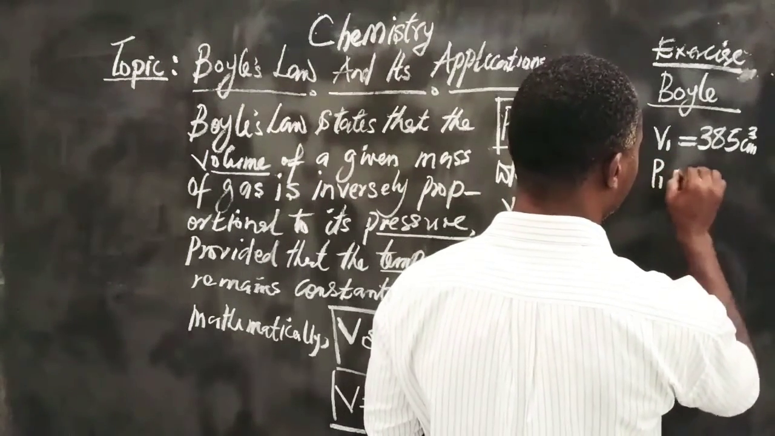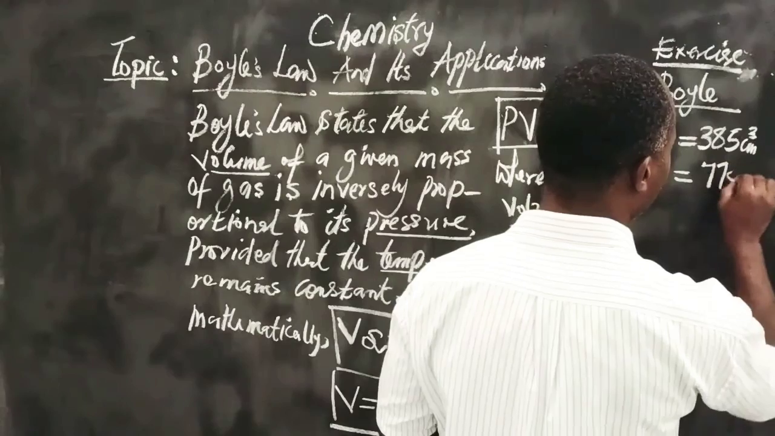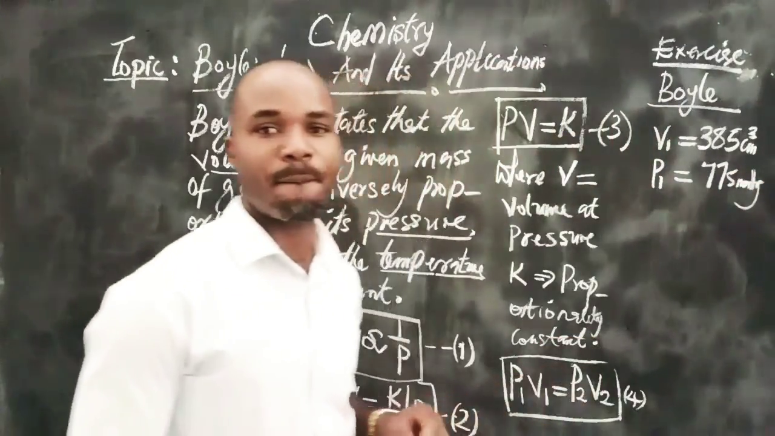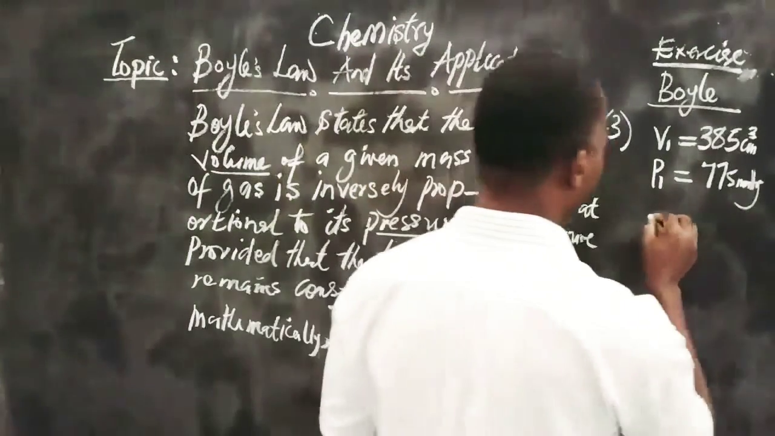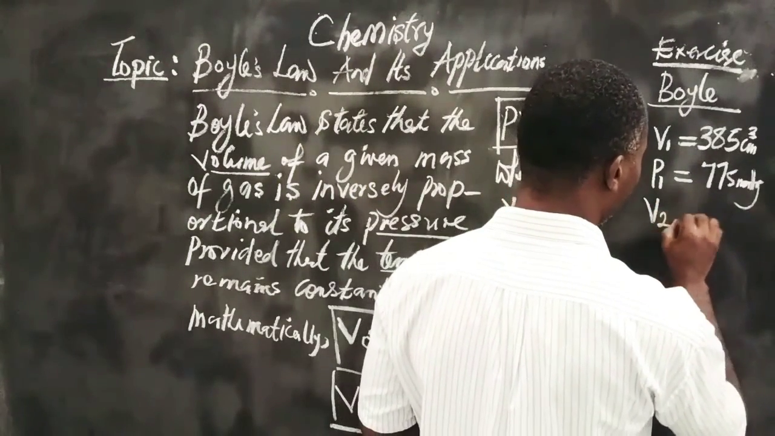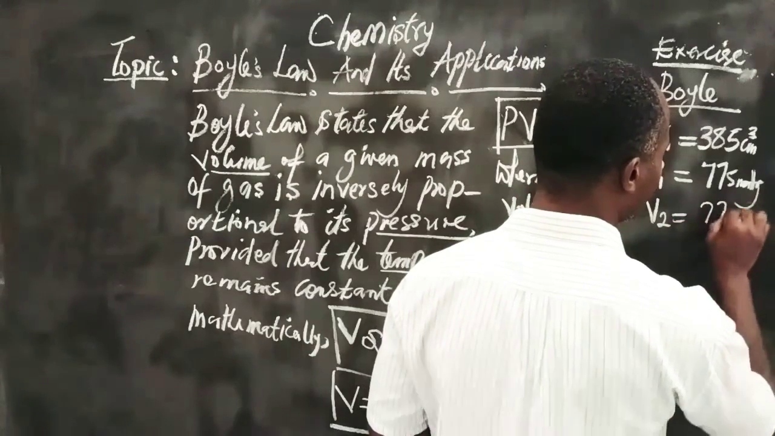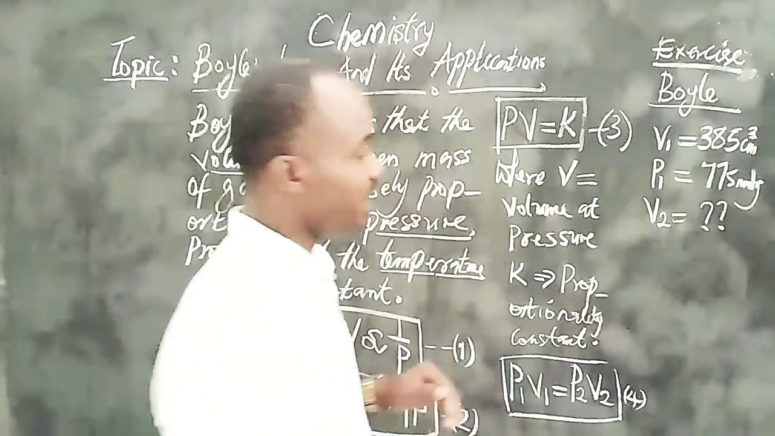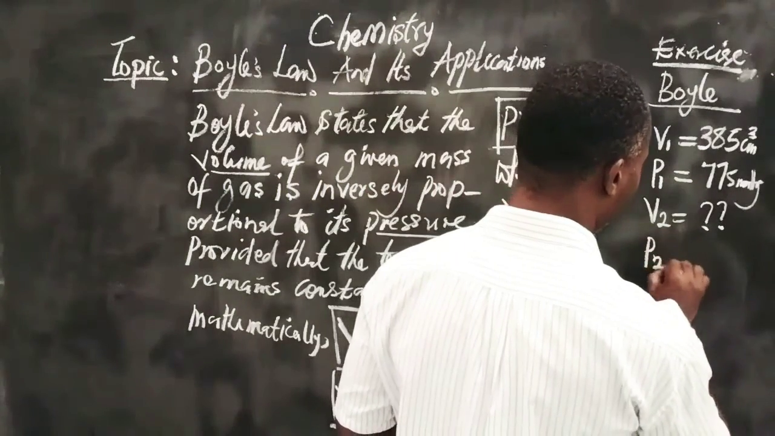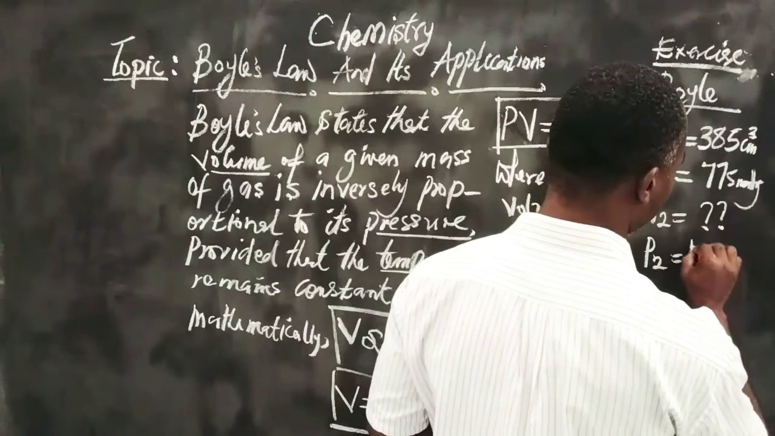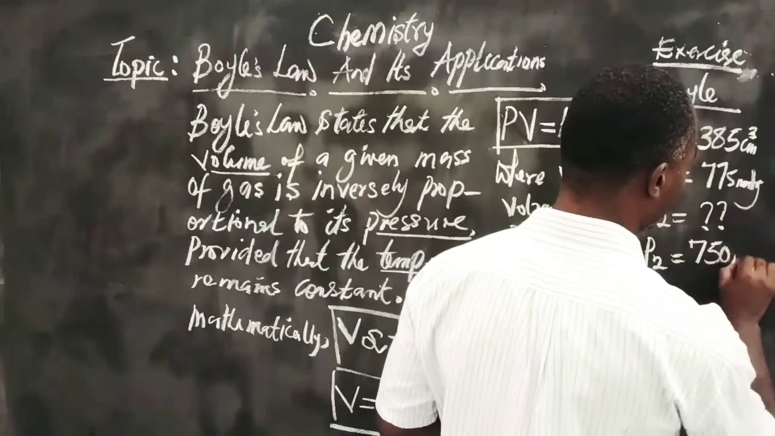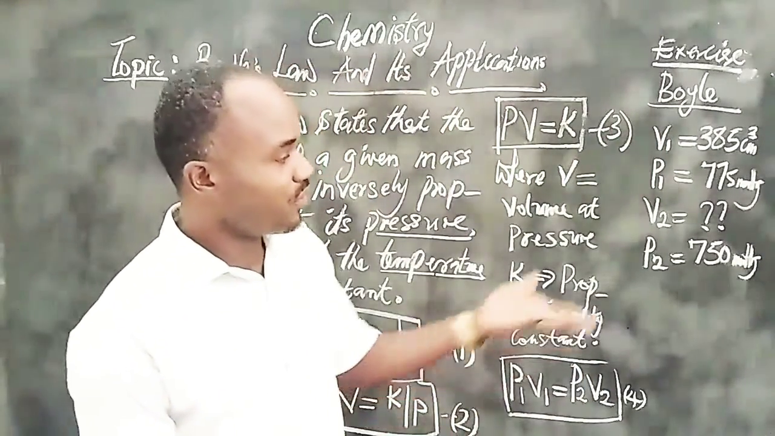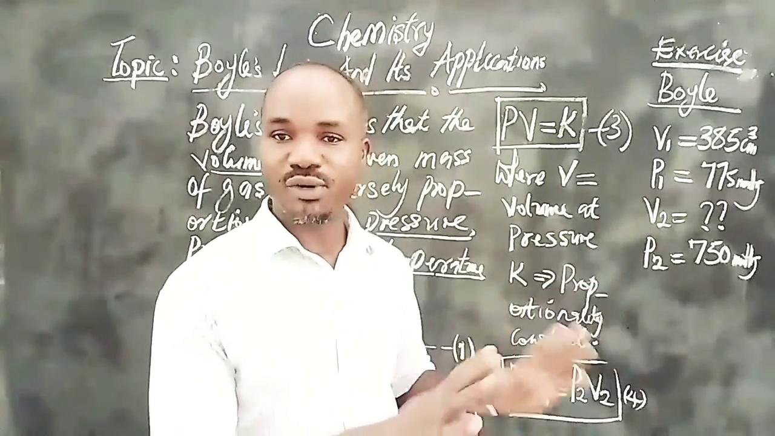Initial pressure is given as 775 millimeter mercury. Then the final volume of the gas is given as unknown. We don't know the value of the final volume of the gas. The next one we're going to consider is the final pressure of the gas, which is given as 750 millimeter mercury. So these are the parameters that the question contains.